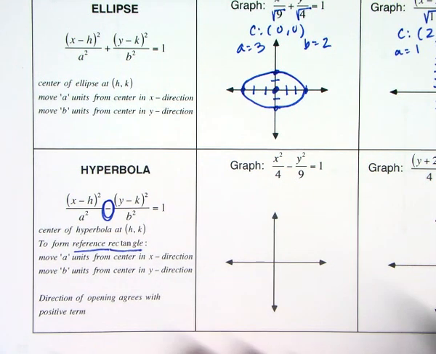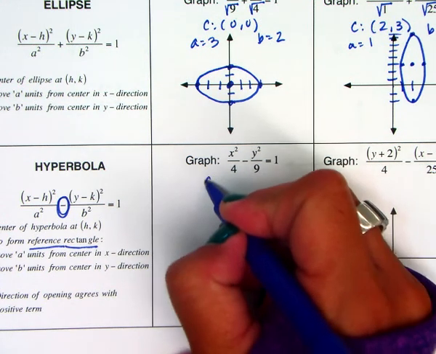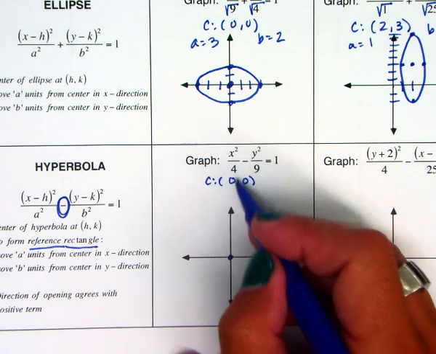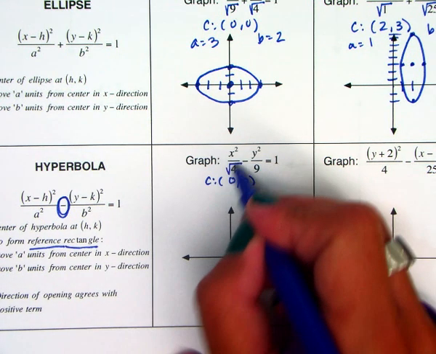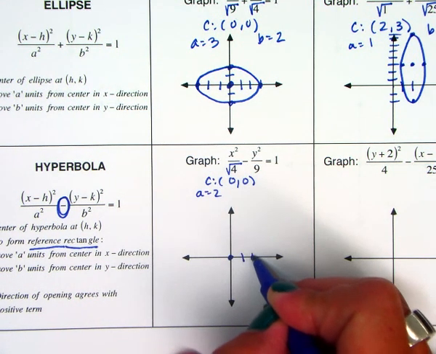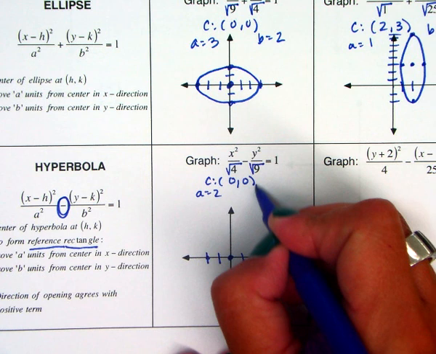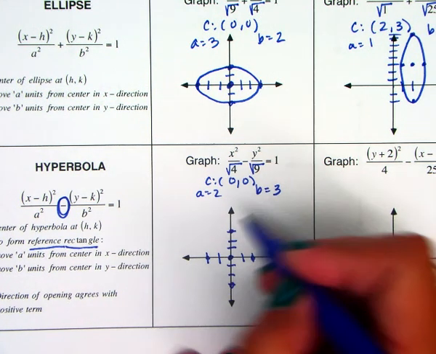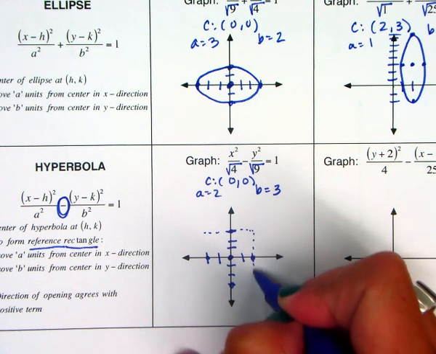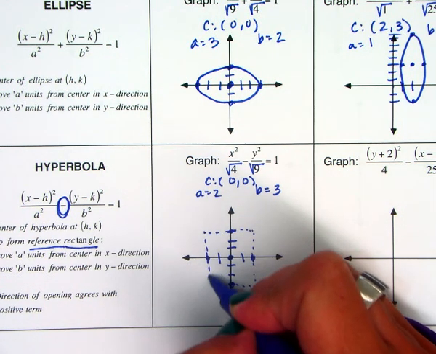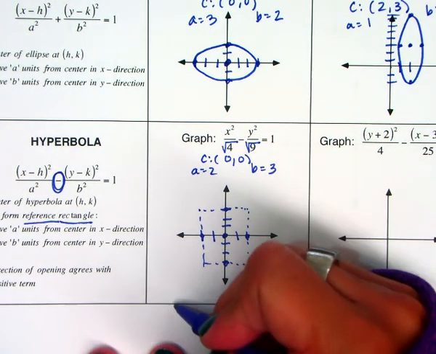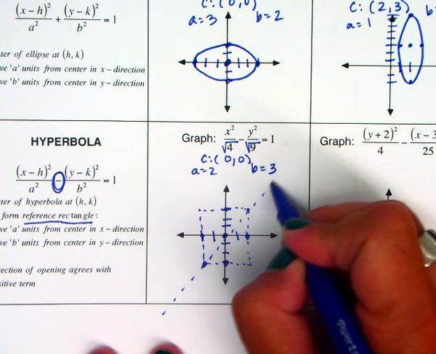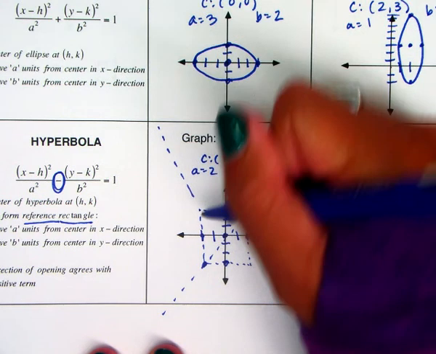So let's go ahead and walk through the first one. Center is at 0, 0. In the x direction, just like I would do for the ellipse, I'm going to go square root of 4, so I go 2. In the y direction, I go square root of 9, which is 3. And that draws now my reference rectangle. Okay, it's no longer an ellipse. I draw the rectangle, and then I draw asymptotes. They need to go through the corners and through the center. This is my asymptote. That's going to give the shape of my hyperbola.